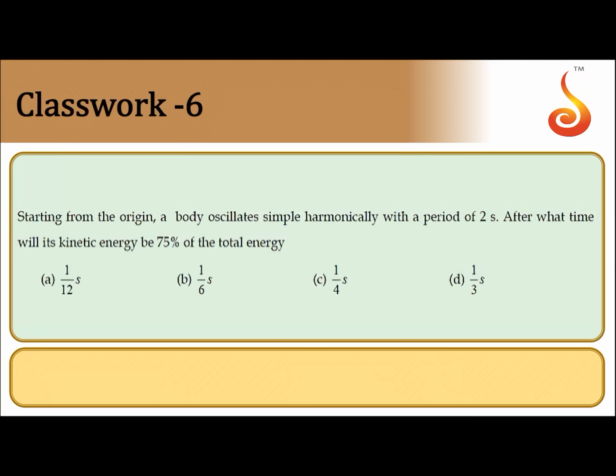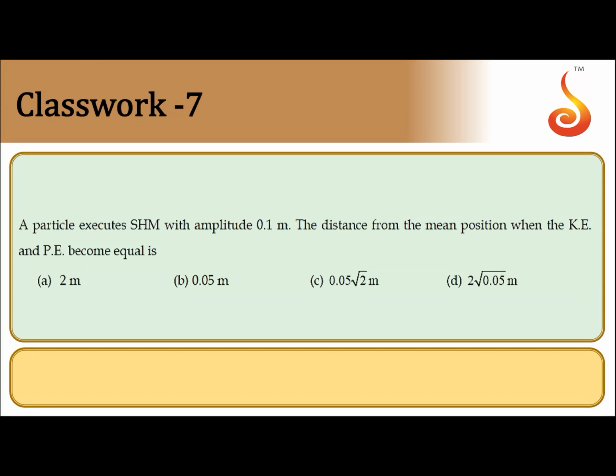Yes, we shall move on to next one. A particle executes SHM with amplitude 0.1 meter. Distance from the mean position when kinetic energy and potential energy become equal is. So kinetic energy and potential energy have to be equal. Kinetic energy is given by half m omega square into a square minus x square, or y square, that should be equal to potential energy, which is half m omega square y square.